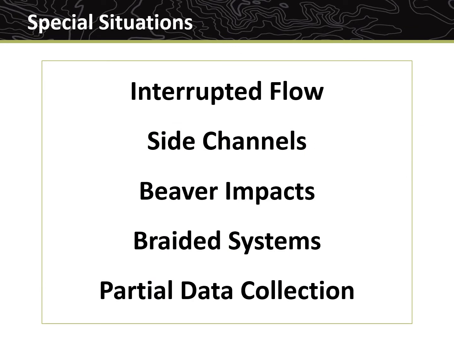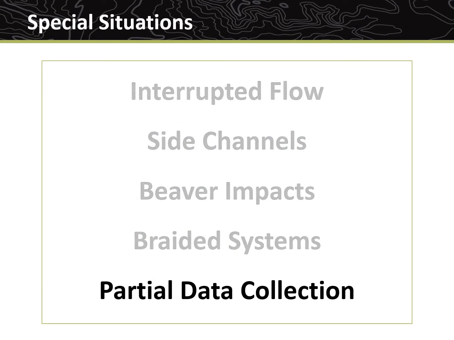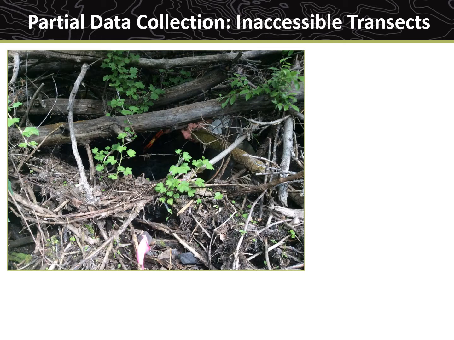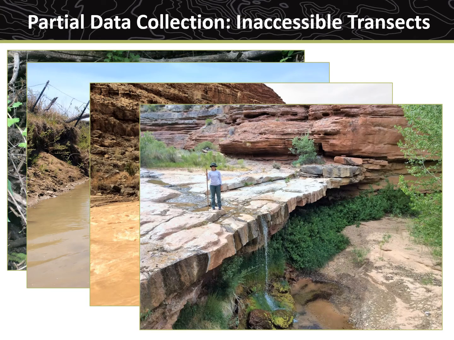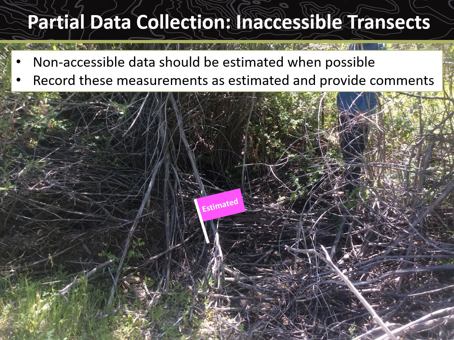The last special situation covered in this video is partial data collection. Complete data collection should always be attempted at every Lotic AIM reach. Sometimes, even after attempting to move the point coordinates to increase the number of sampleable transects, a portion of the transects may still be inaccessible due to dense vegetation, property changes, dangerous rapids, or terrain features. If this is the case, inaccessible data may be estimated in certain circumstances, but should be noted as estimated.